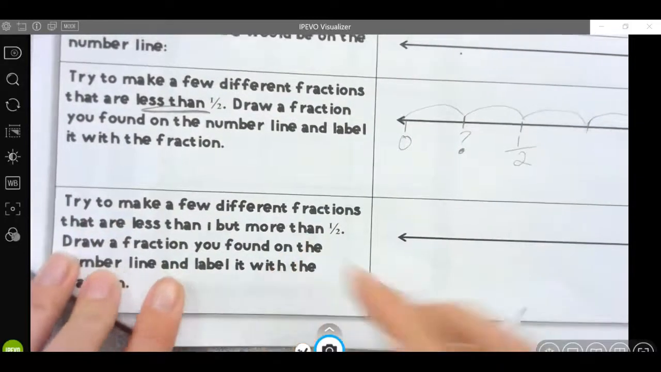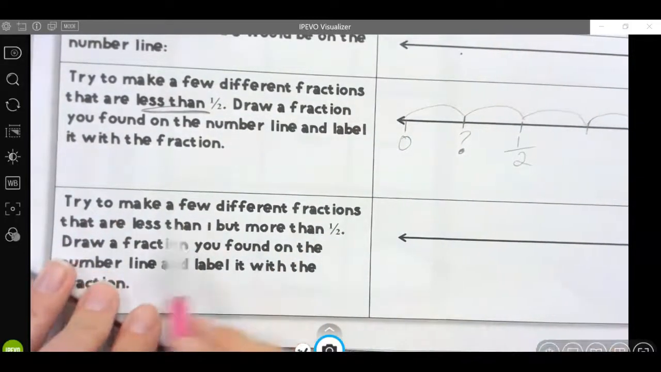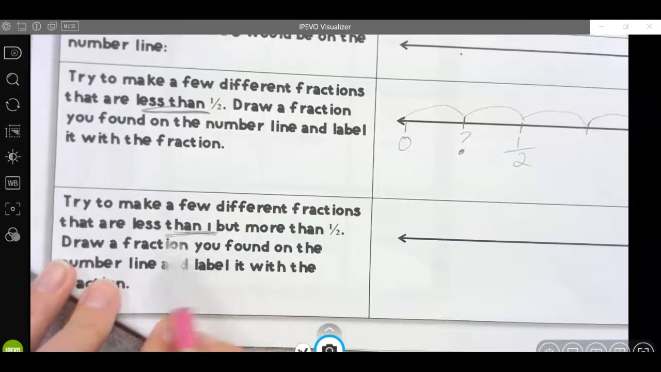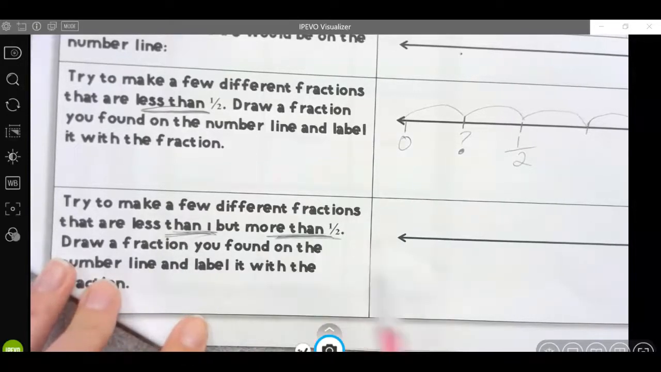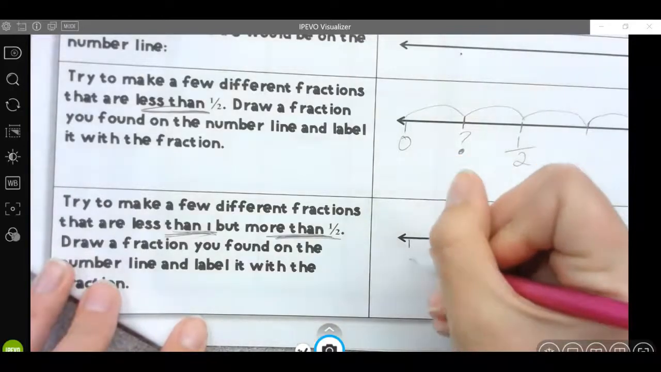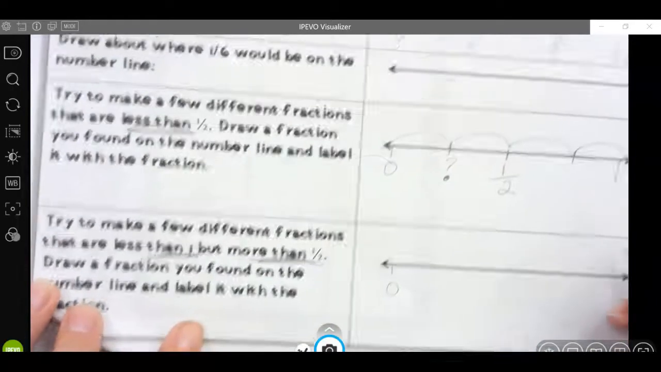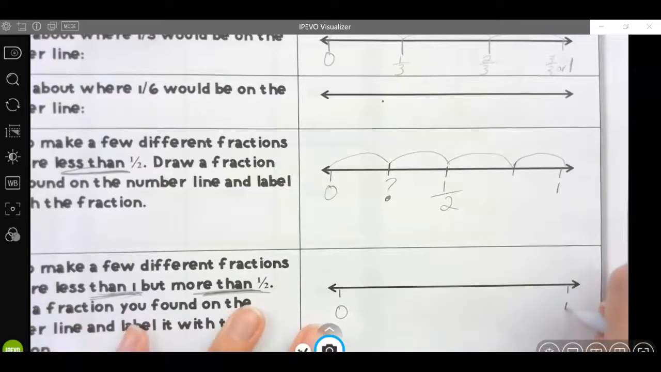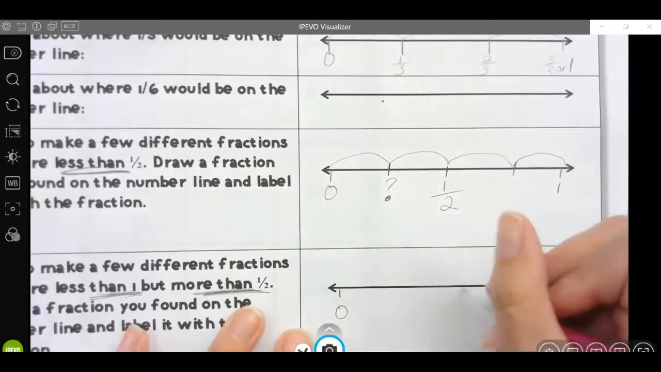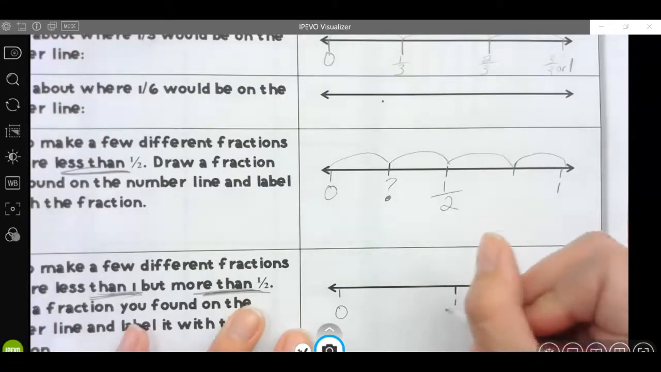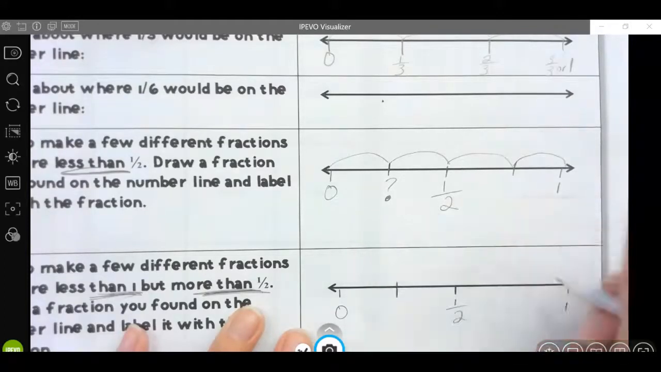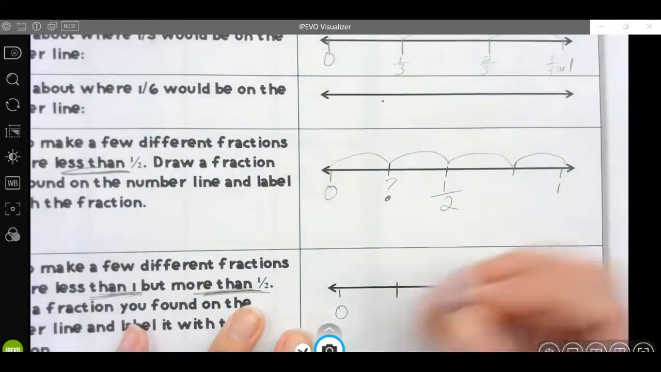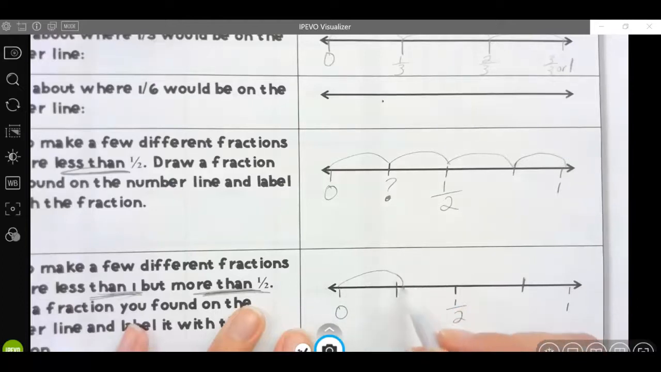This one is asking, try to make a few different fractions that are less than 1 whole, but greater than 1/2, or more than 1/2. So again, 0 and 1. 1/2 is here. So then draw, like break it down into smaller pieces. So 1, 2, 3, 4 parts. That would be here. Okay.